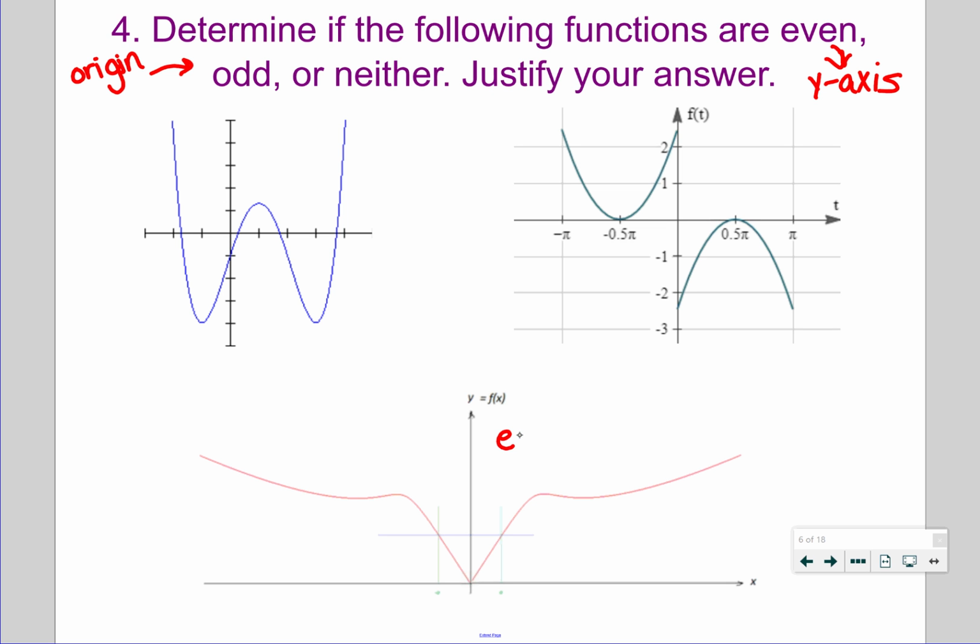You can see that the one on the bottom here is even. And again, your explanation, if you had to justify it, you could just say symmetry to the y-axis.